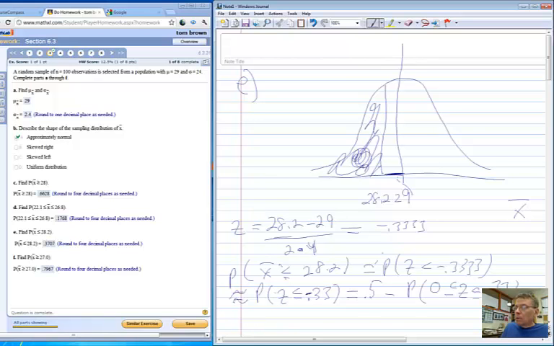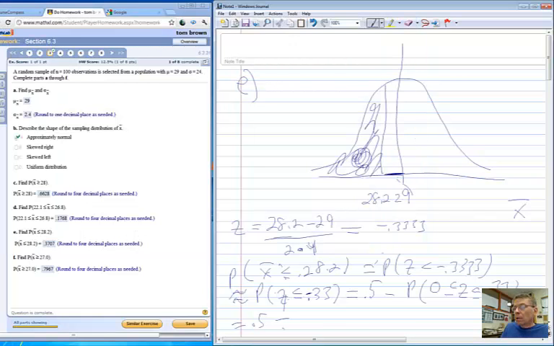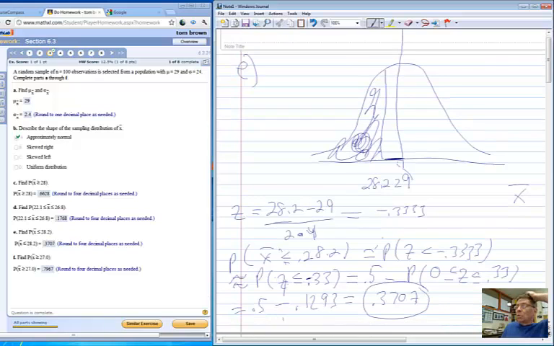So this is 0.5 minus 0.33, and it is going to be right there, which is 0.1293, which is 0.3707. So what this tells us is that if we select a sample of size 100 and calculate the mean of that sample, the probability that the value will be less than 28.2 is 0.3707.